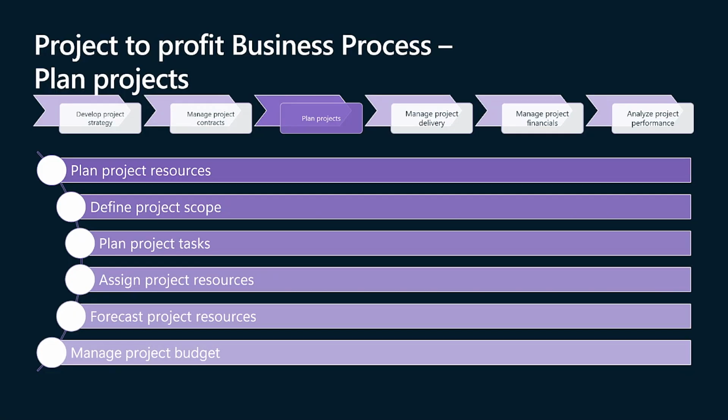And define project scope. We clarify the project scope. What exactly are we delivering and what are we not delivering? That is very important to manage stakeholder expectations and avoid any scope creep later. Next is plan project tasks. With the scope defined, we can break the work down into discrete tasks, assign timelines, and structure our project plan in a way that is trackable and manageable, and assign project resources to tasks once identified based on their skill set. And forecast project resources, very important one, because we don't just look at the now.